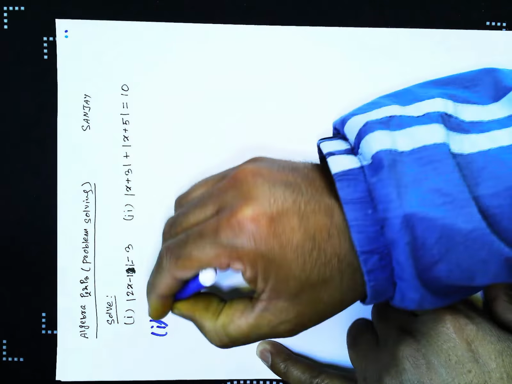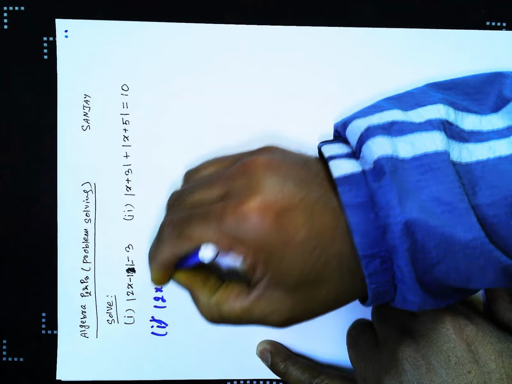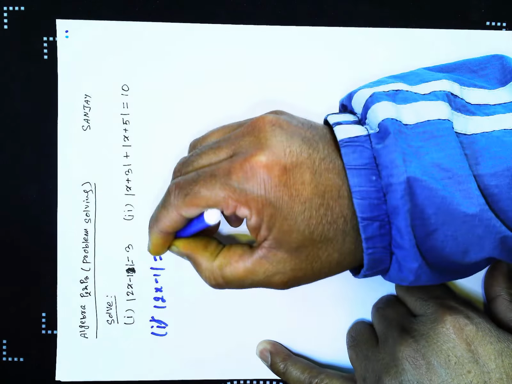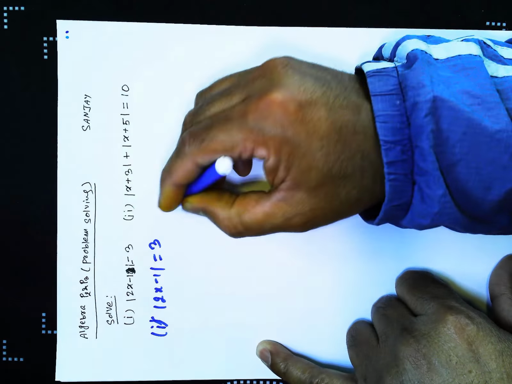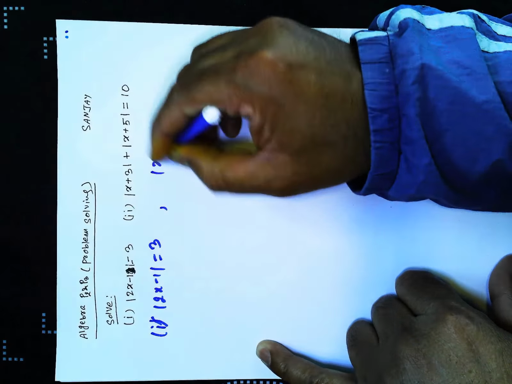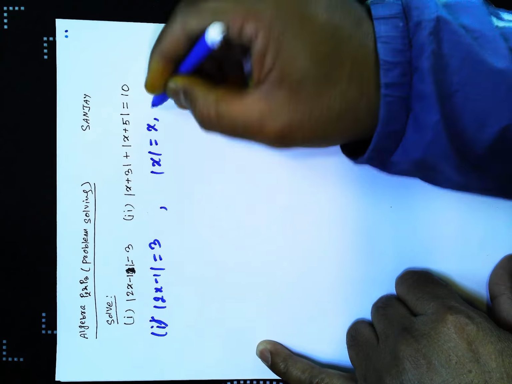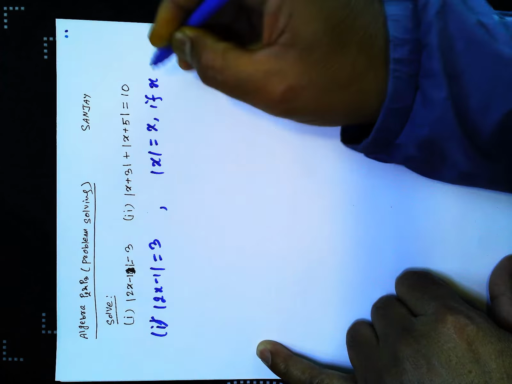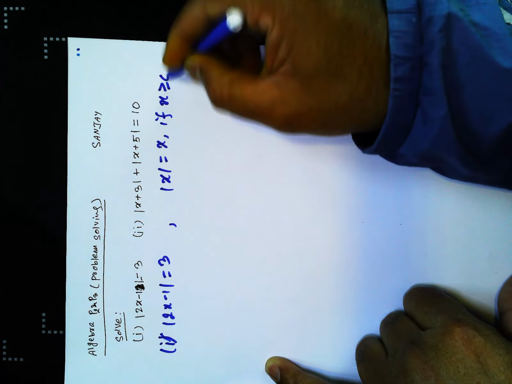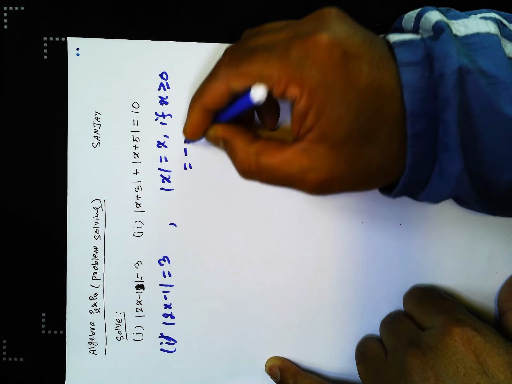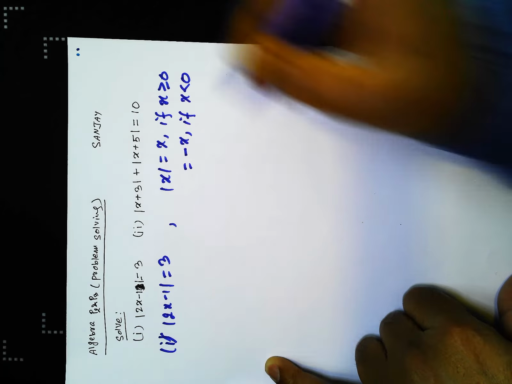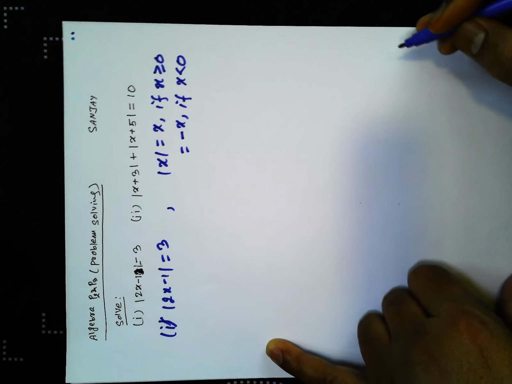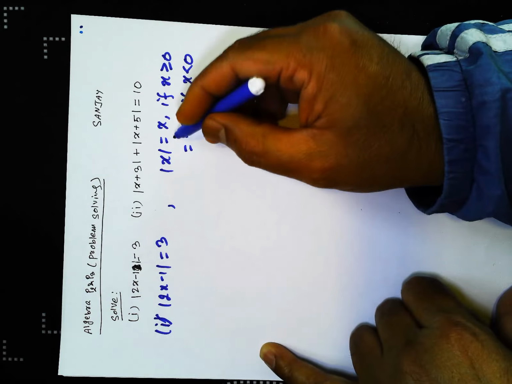In question number 1 we have |2x minus 1| equals 3, and here, because you know that the absolute value of x equals x if x is greater than or equal to 0, and equals minus x if x is negative, that is x is less than 0, we shall use this definition of absolute value.